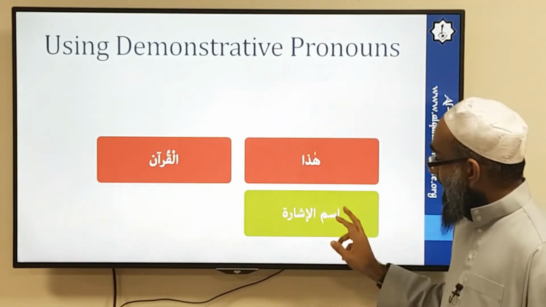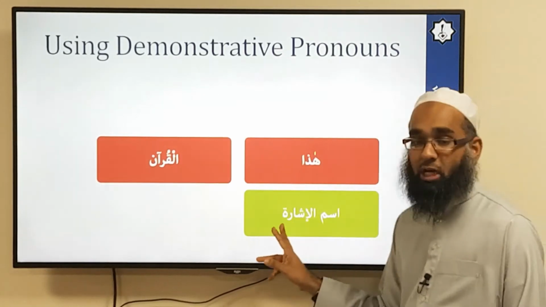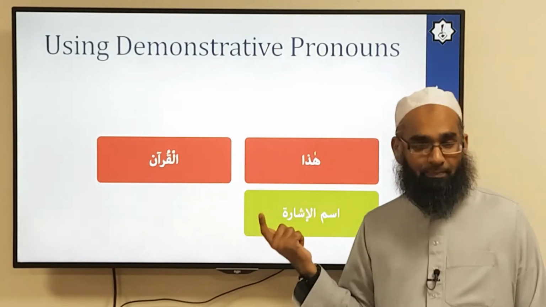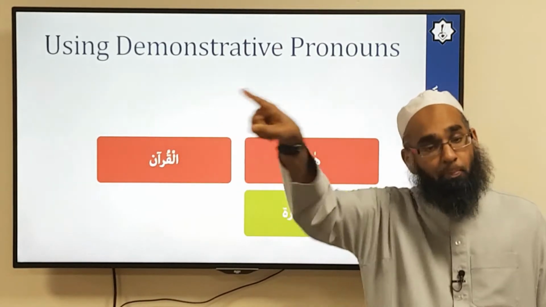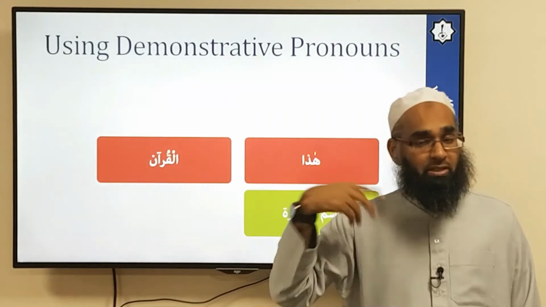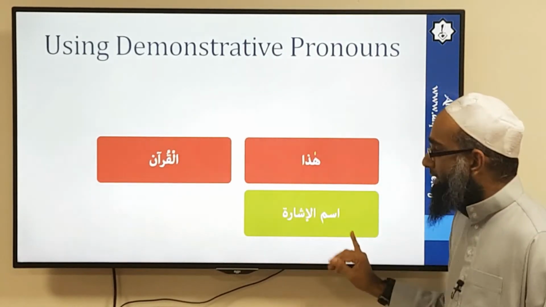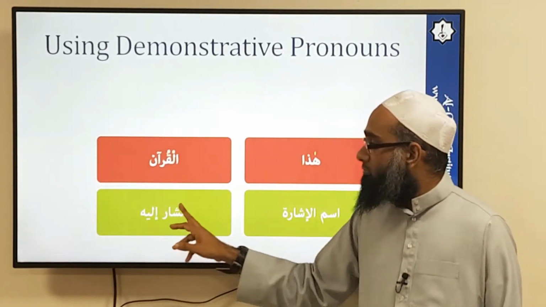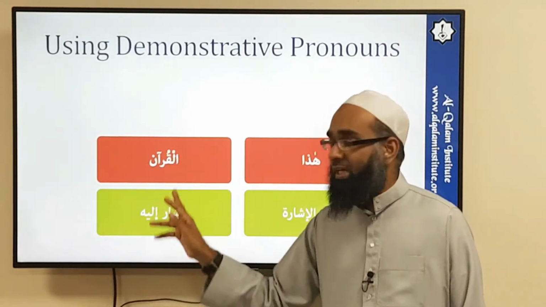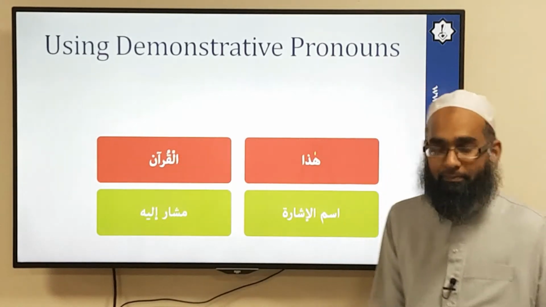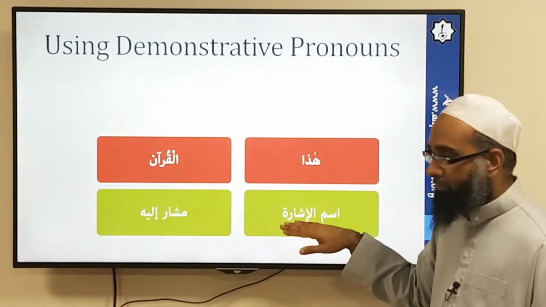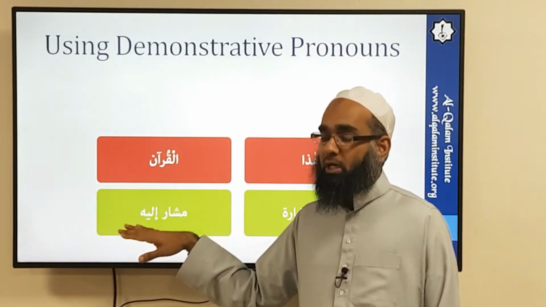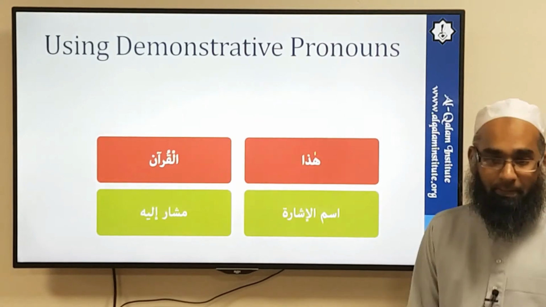Now what do you call the word? The demonstrative pronoun is called what? Ismul Ishara. Ismul Ishara means the noun of pointing, which in English we call demonstrative, to point. The demonstrative pronoun, demonstrative noun. So the thing you use to point is called Ismul Ishara. And the thing you're pointing towards is called Musharun ilayhi. The thing towards which you point. So Ismul Ishara, and that is called Musharun ilayhi. Okay?